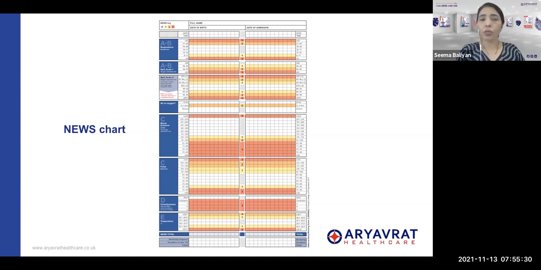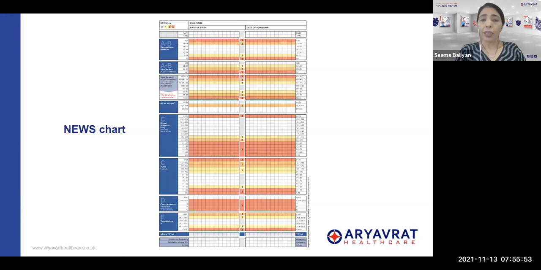And you will need to complete this chart depending upon the vital signs or observations that you get. You will also notice that this chart has some color coding. The color coding depends upon whether the vital observations are normal or abnormal, and if they are abnormal, then how abnormal they are. So the degree of severity is also there.